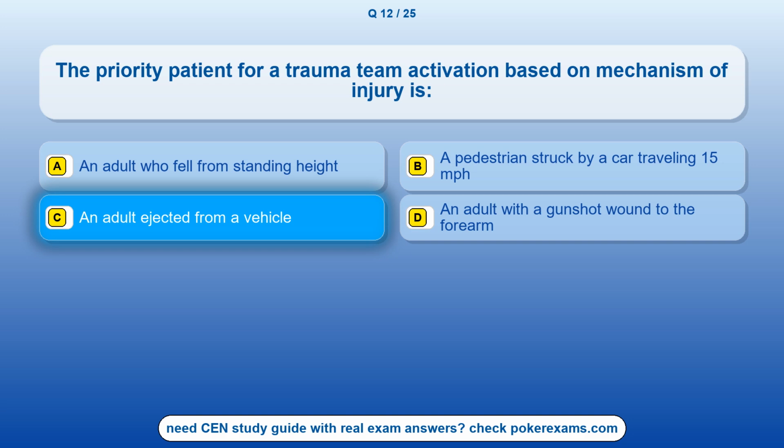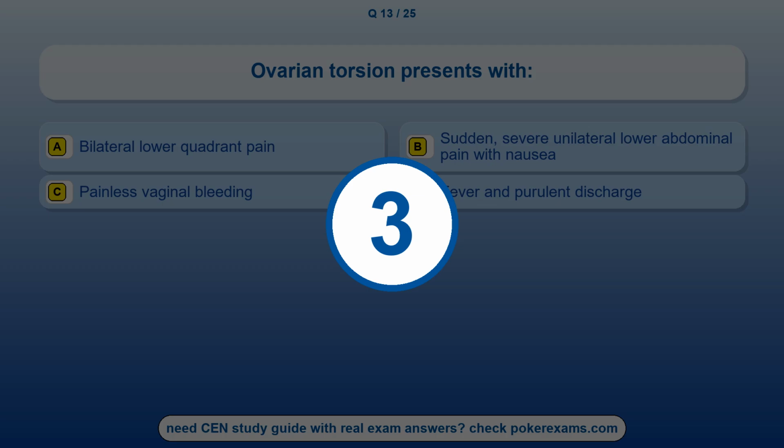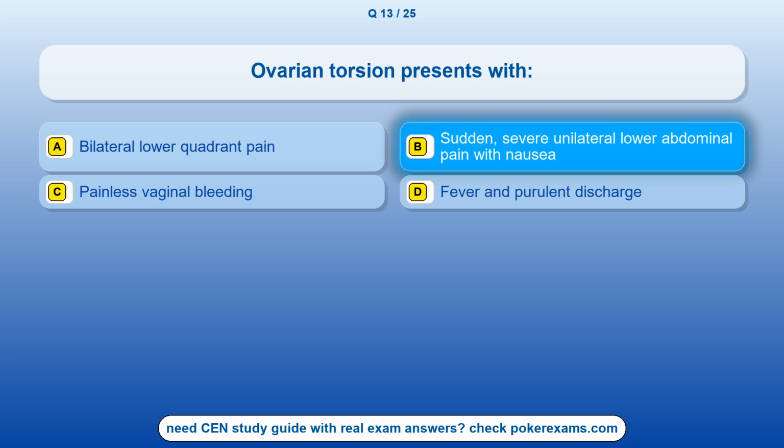The correct answer is option C, an adult ejected from a vehicle. Question 13. Ovarian torsion presents with option A, bilateral lower quadrant pain. Option B, a sudden, severe unilateral lower abdominal pain with nausea. Option C, painless vaginal bleeding. Option D, a fever and purulent discharge. The correct answer is option B, sudden, severe unilateral lower abdominal pain with nausea.